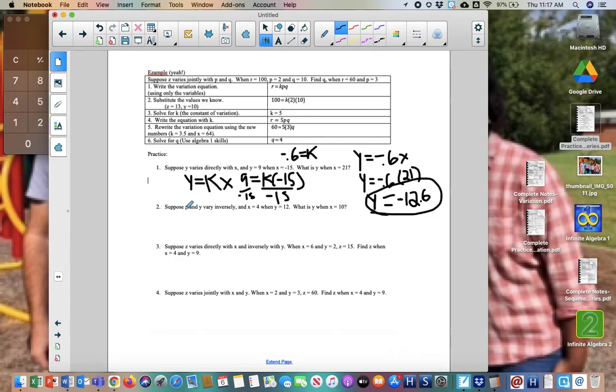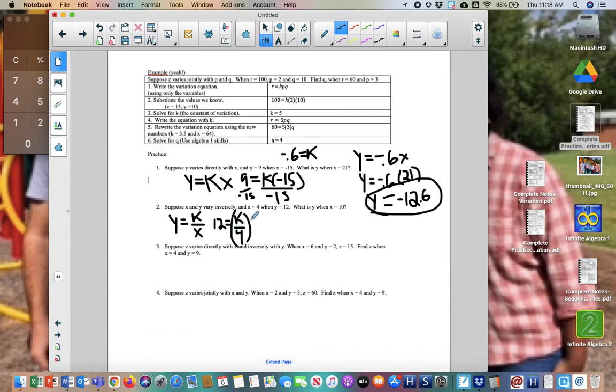Okay, next, suppose x and y vary inversely. So here we go. Y equals k divided by x. Okay, x is 4 when y is 12. So I'm going to plug a 12 where I see the y. And then I don't know k to start. We never really know that k value to start, unless it just straight up tells it to us, which is going to be rare. So now I need to solve for k.